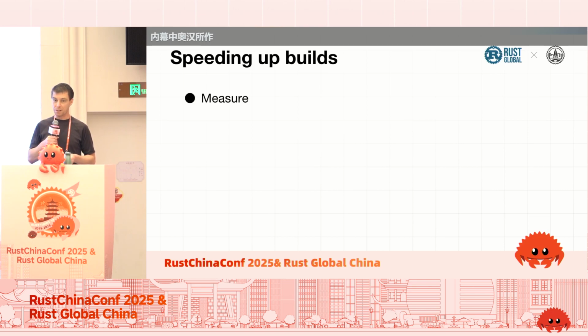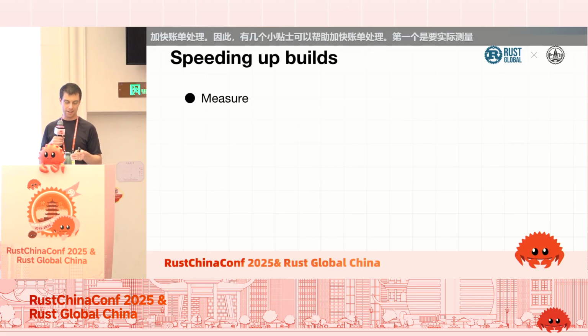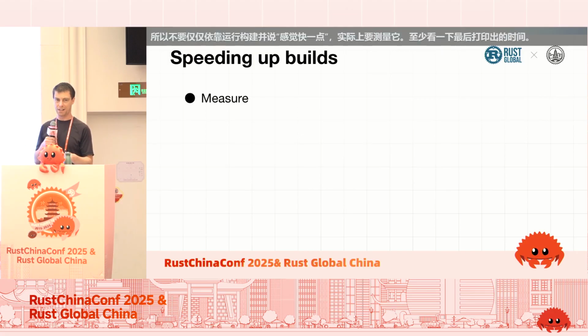So if you want to speed up your builds, one of the good uses of understanding what's going on is speeding up your builds. So a few tips for speeding up builds. The first is to actually measure. So don't just rely on running your build and saying, yes, it felt a bit faster. Actually measure it. If nothing else, look at the time that it prints at the end of cargo build. And perhaps also close your IDE, because if your IDE is open, that could mess with the build times.